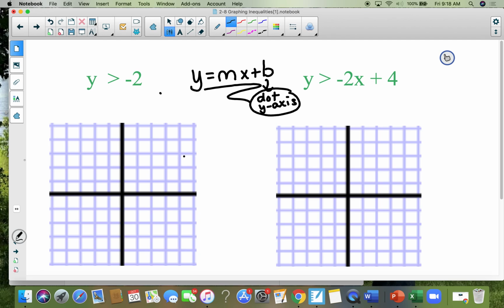So, you're going to put your first dot on 4, on the y-axis. This is the y-axis, this is the x-axis. 1, 2, 3, 4, make a dot. On the y-axis, put 4.